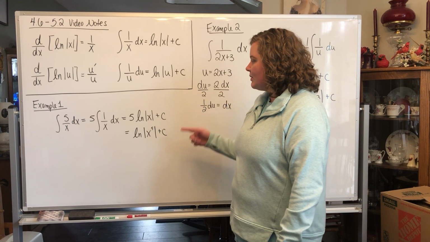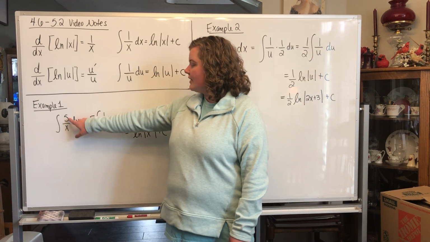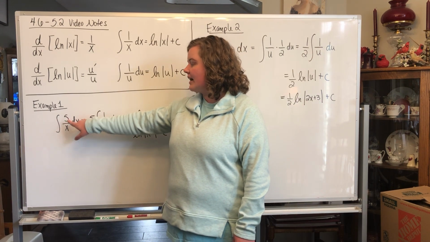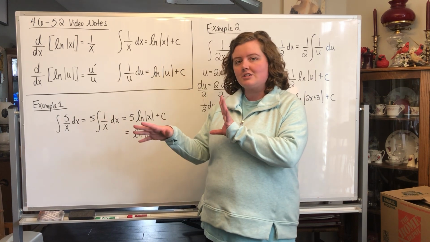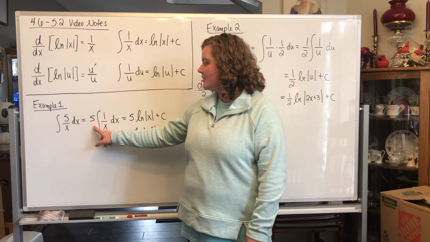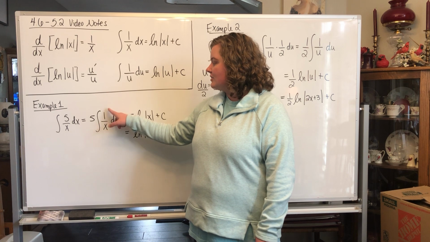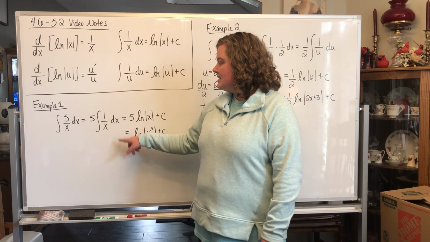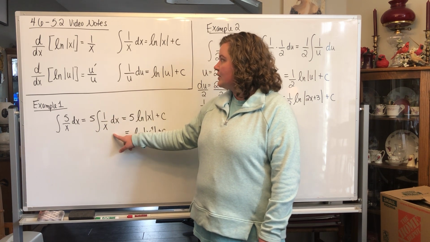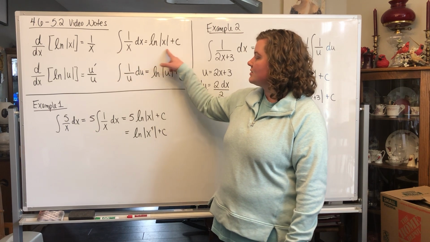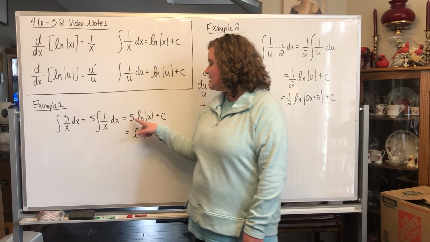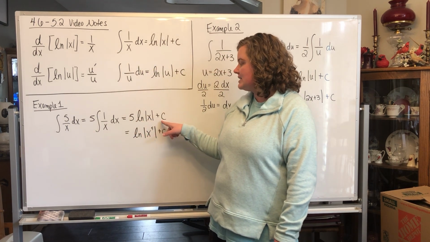Okay, so let's look at example 1. So you have the integral of 5 over x dx. So the 5 is just a coefficient, it's just a number, so you can move it to the outside of your integral. So you have 5 times the integral of 1 over x dx. So the antiderivative of 1 over x dx is natural log, so it's going to be 5 times the natural log of x plus c.